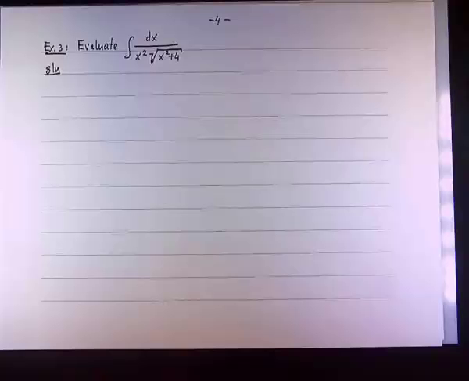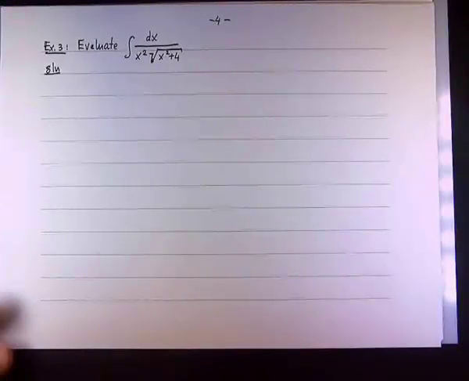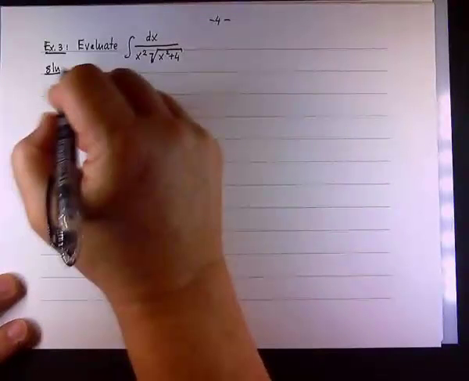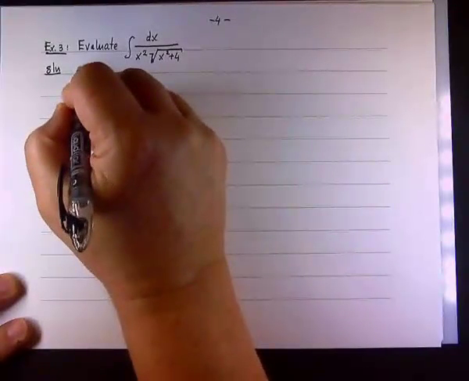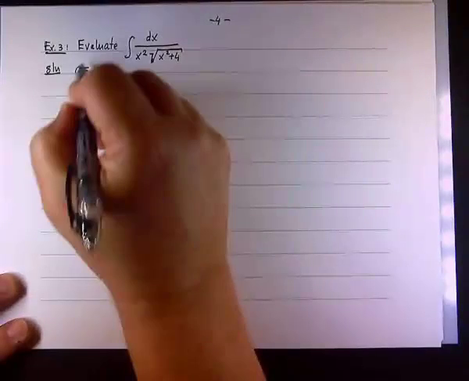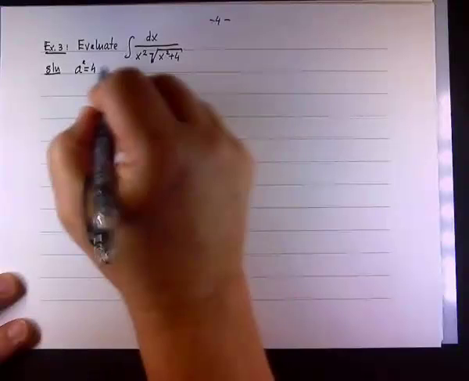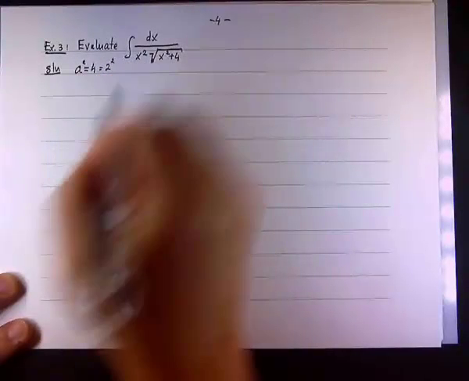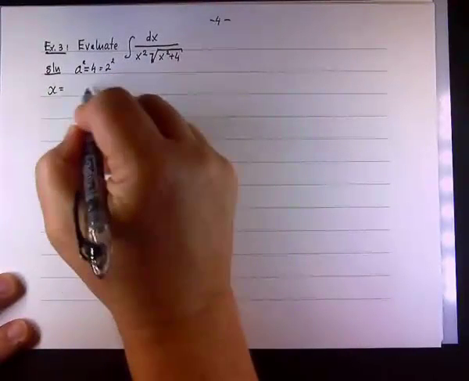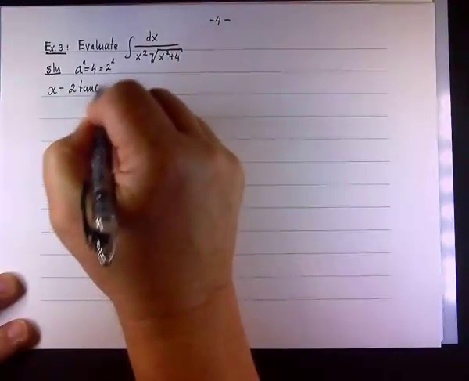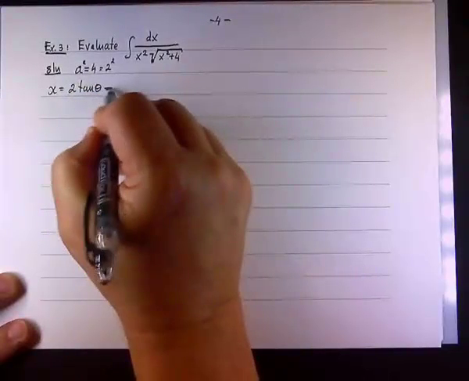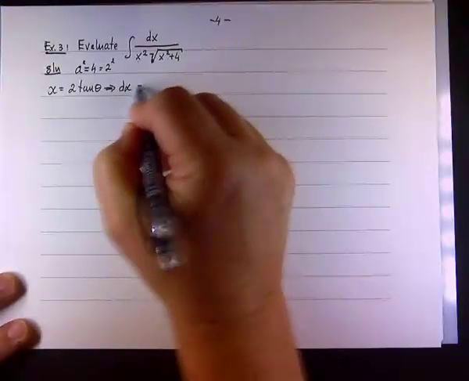Can you right off the bat tell me what would be the substitution in this case? The tangent, precisely. What is the value of a? So x will be 2 tangent theta, and we need to produce dx.